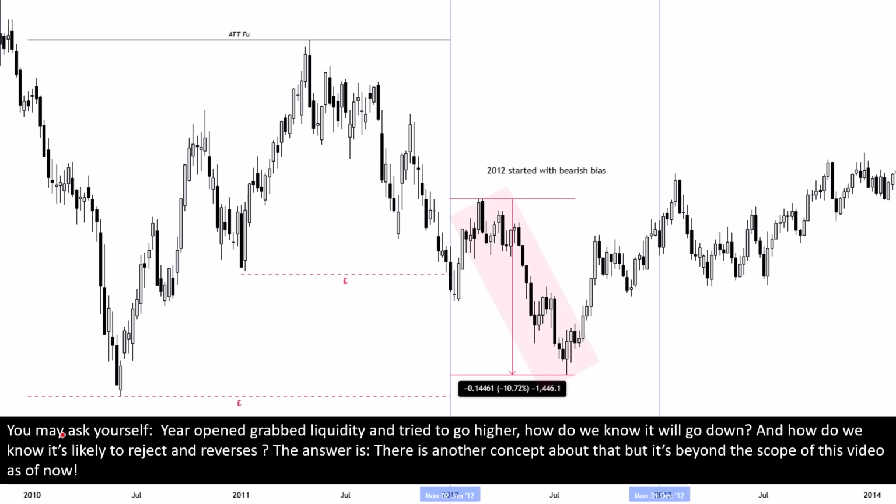Now, you may ask yourself, the year opened, grabbed the liquidity and tried to go higher. How do we know it will go down and how do we know it's likely to reject and reverse? The answer is there is another concept about that, but it's beyond the scope of this video as of now, honestly. Because you can add cycles, you can add whatever to determine whether we are going to have this pullback, right? Or whether you are going to have a reversal, right? Hope you understand that.